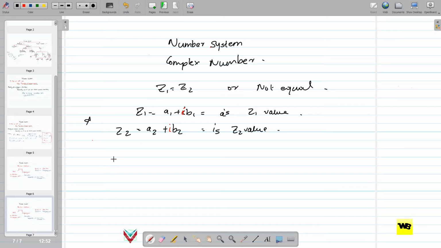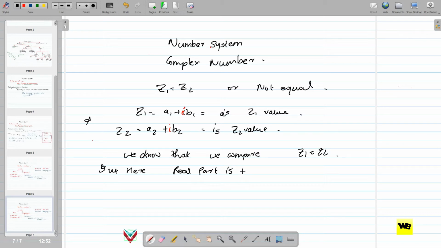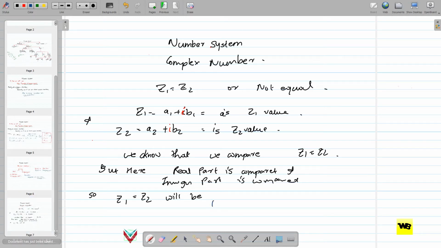So now we have to compare Z1 equals Z2, but here the real part is compared and the imaginary part is compared. So Z1 equals Z2 will be like this.